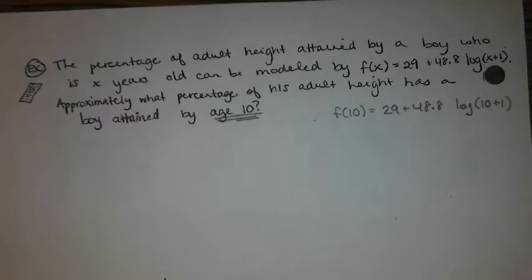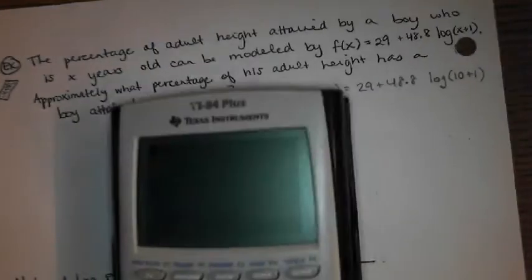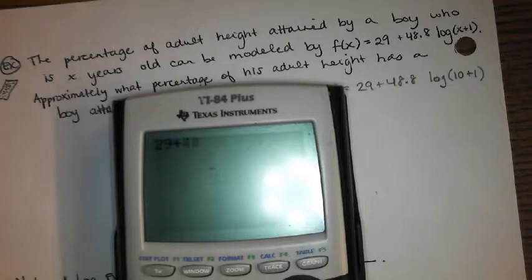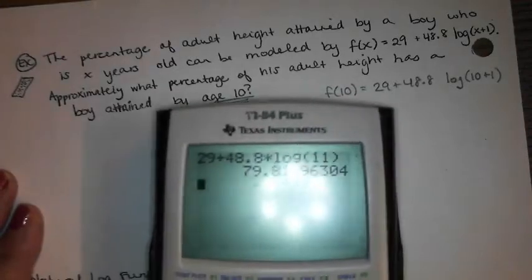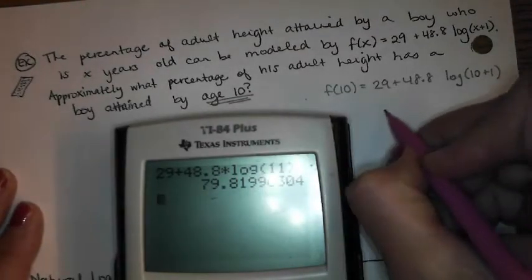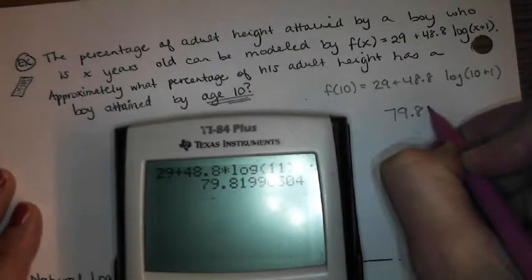And this would be a calculator question because you don't know the log of 11, right? Plus 48.8 times log of 11. 79.8. So approximately what percentage? Let's round it to the nearest tenth of a percent. 79.8%.